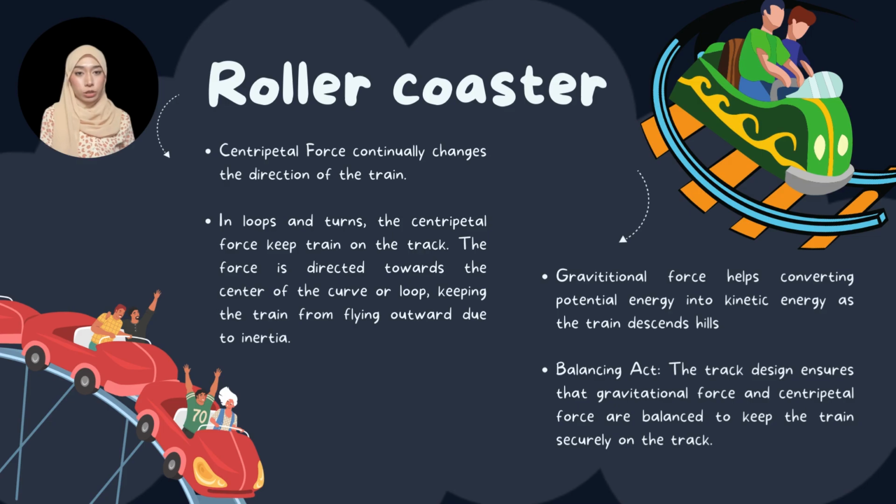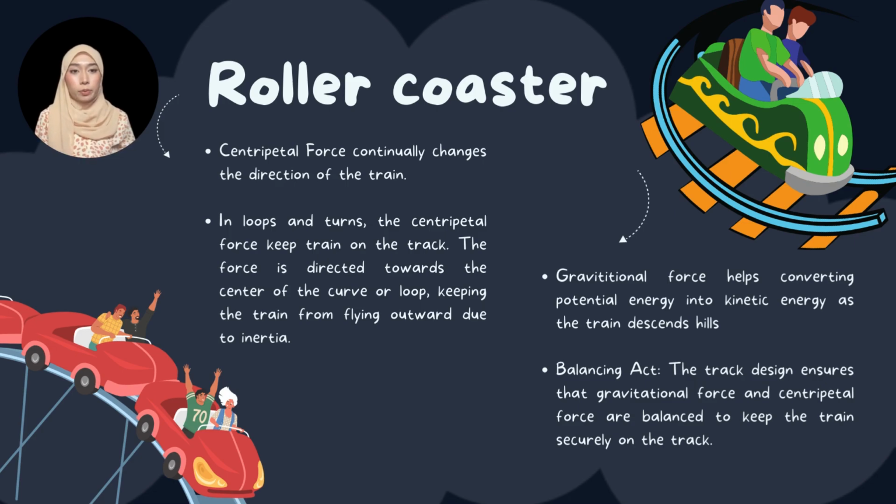Roller coaster loops and turns. In loops and turns, the centripetal force is essential for keeping the train on the track. The force is directed toward the center of the curve or loop, keeping the train from flying outward due to inertia. The second force is gravitational force.